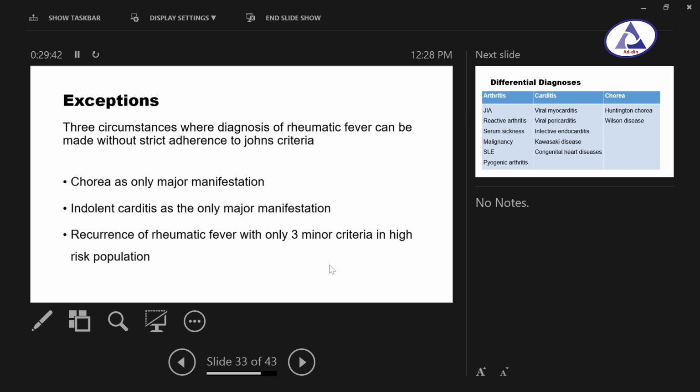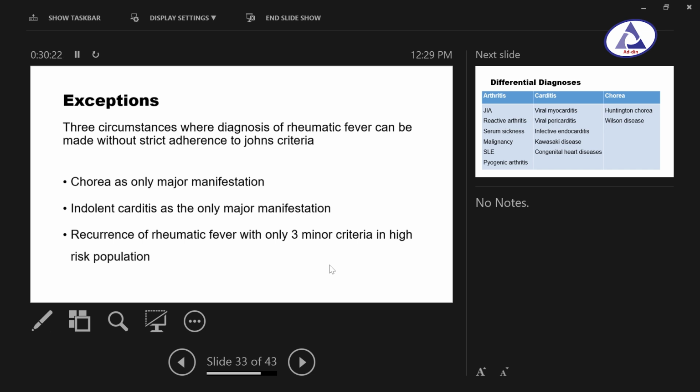And indolent carditis is the only major manifestation that is a significant feature for the diagnosis of acute rheumatic fever. And then recurrence of rheumatic fever with only three minor criteria in high risk population: to classify recurrence of rheumatic fever in high risk population, three minor criteria are enough. High risk population means developing countries like ours.